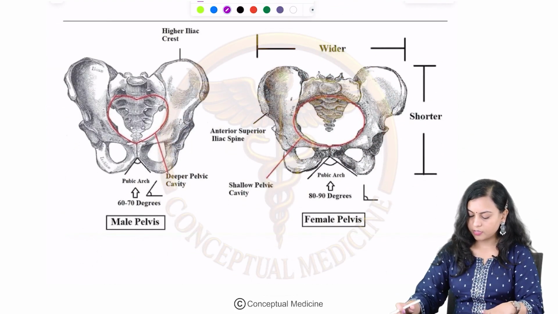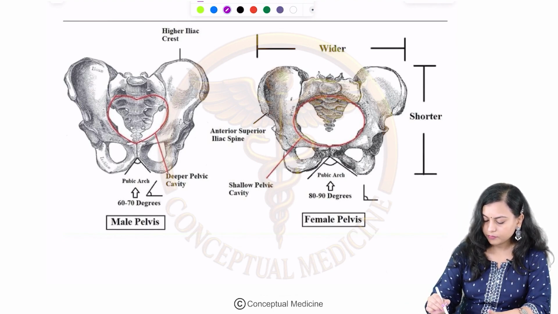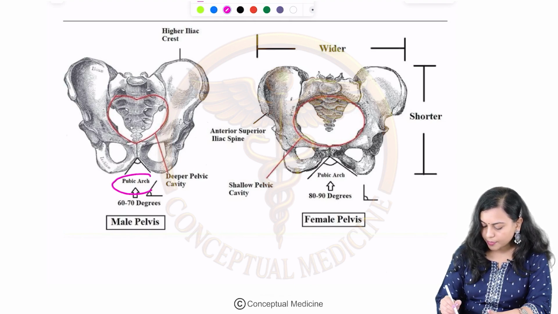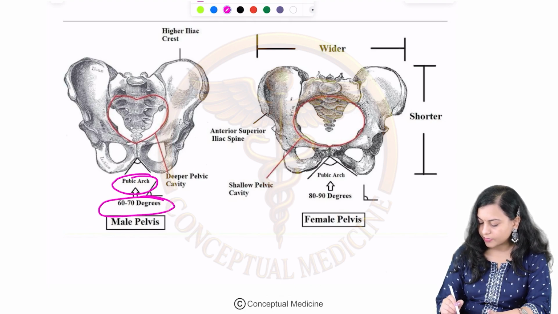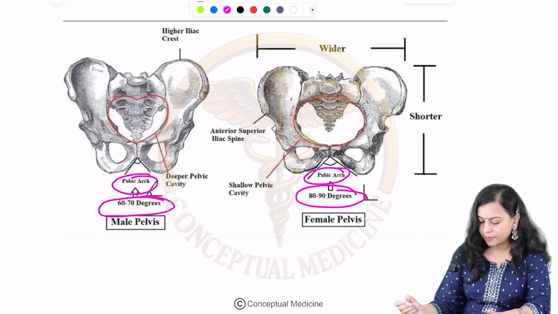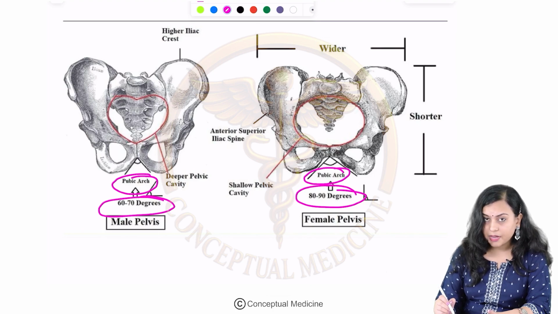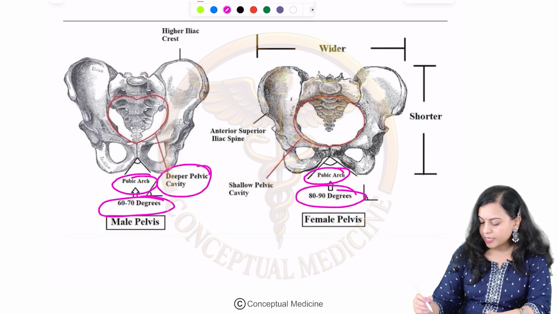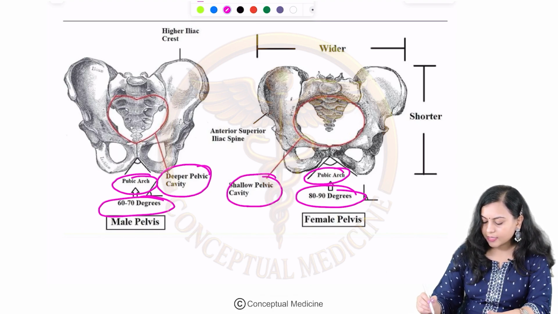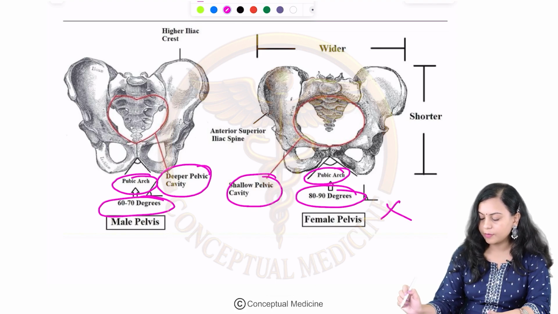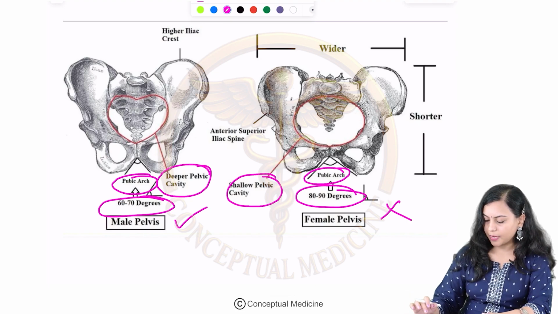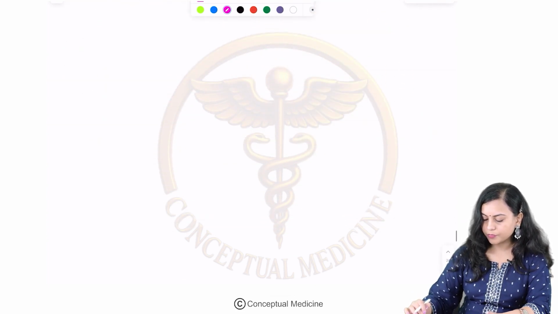Now coming to the female pelvis and male pelvis, like as we have already seen. So this is the male pelvis where the pubic arch angle is less, 60 to 70 degrees, whereas the pubic arch angle is more in female pelvis. And in males, the pelvis is having a deeper pelvic cavity, it is long and tapering. Whereas in females, there is a shallow pelvic cavity and the ischial spines are usually not prominent in the female pelvis, whereas the ischial spines are prominent in the male pelvis. So this point you have to know.